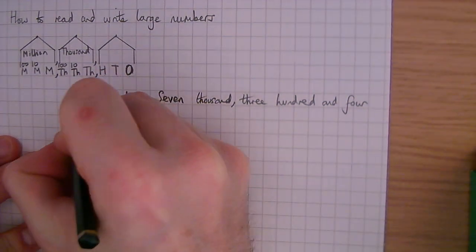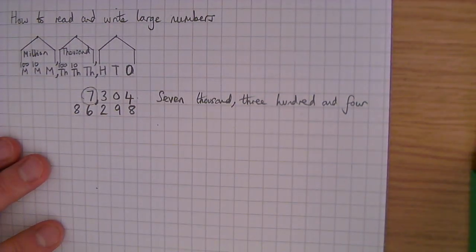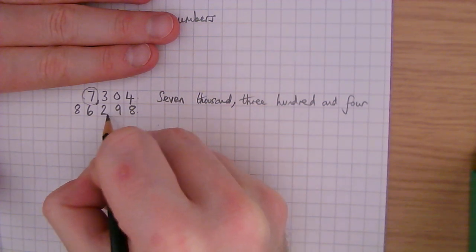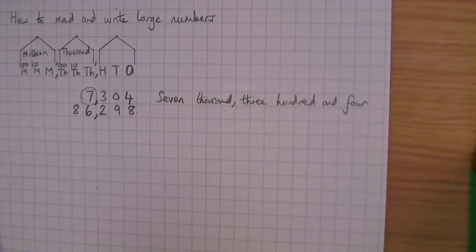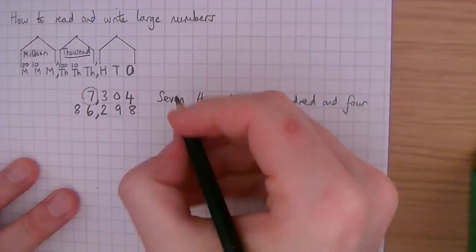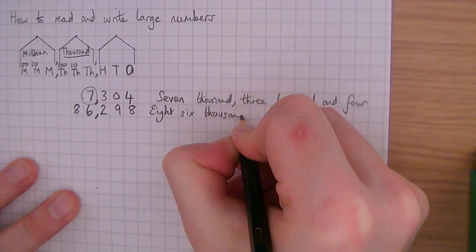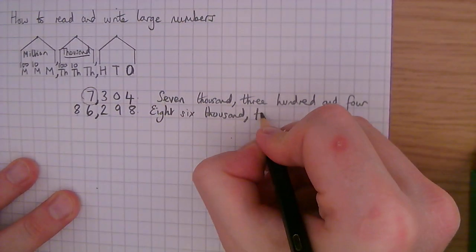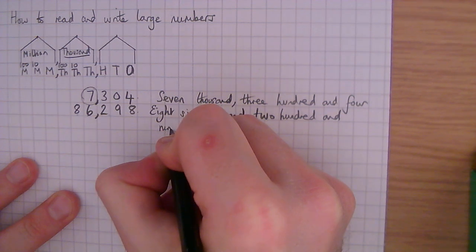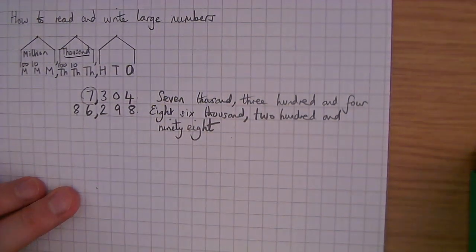Let's have a look at this one. So, first thing, put in the comma. Let's say we didn't have this. So all you do, where the ones are, count 3. 1, 2, 3, comma. Same every time. Each house always has 3 digits. So 86,000. Comma here, always put a comma here. 298. It's got a bigger number.